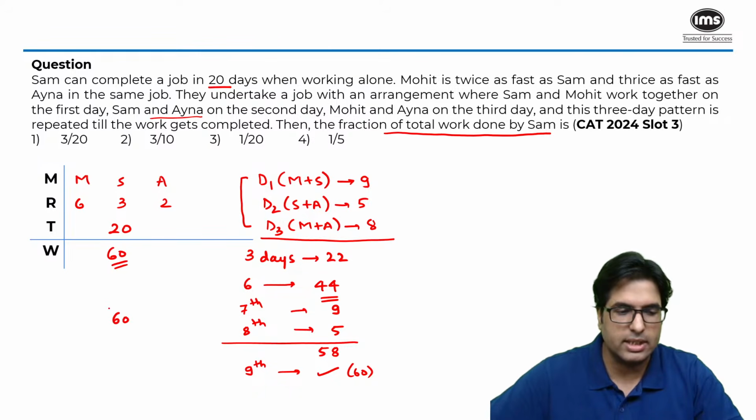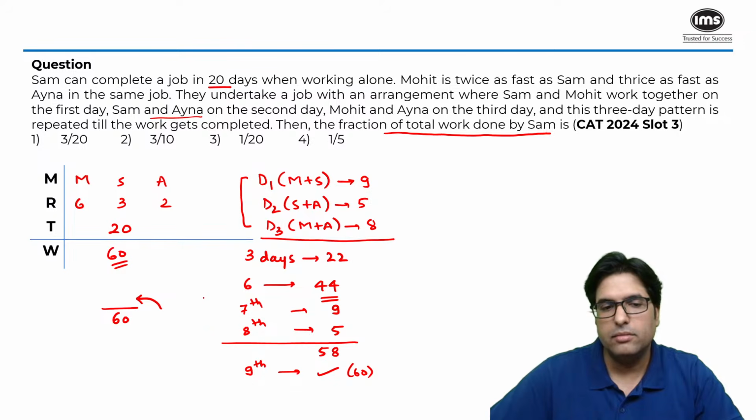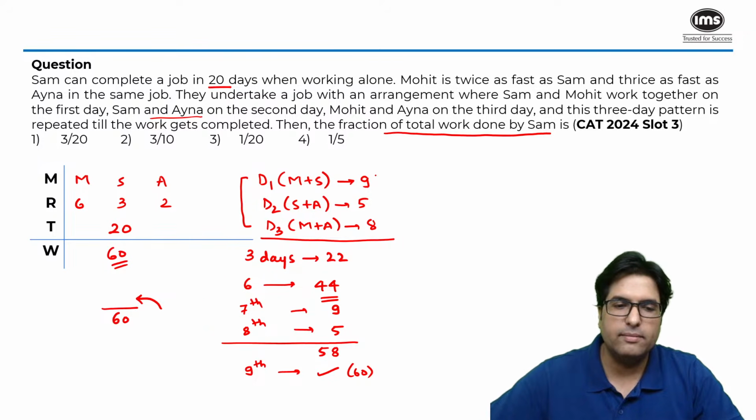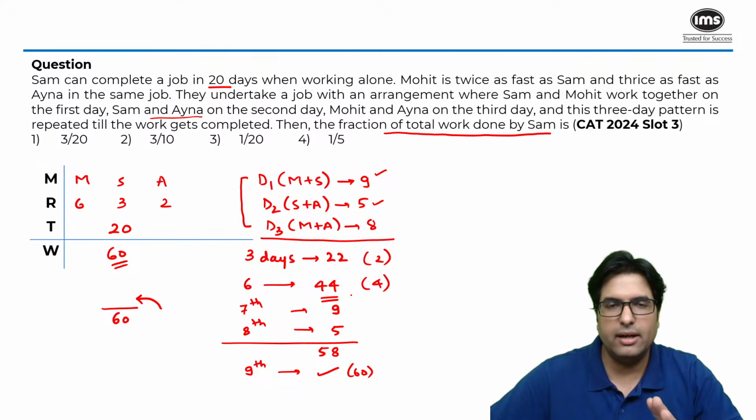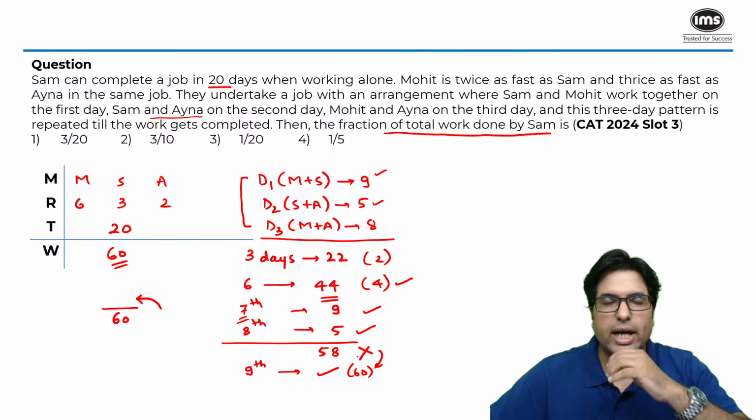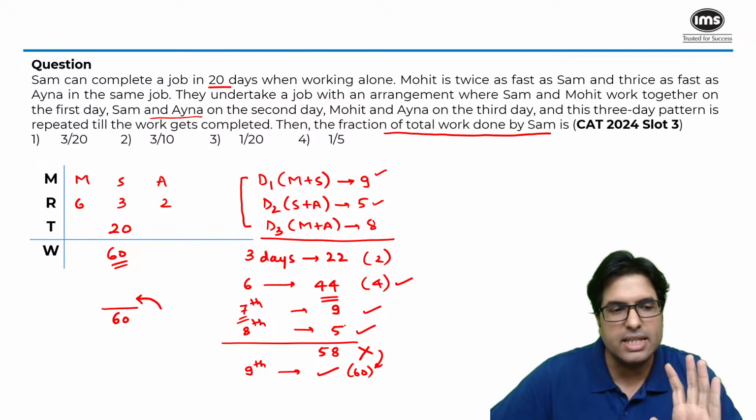So total work is 60. We need to calculate what contribution Sam has made. Sam has worked on day 1. Sam has worked on day 2 as well. So in the first 3 days, he has worked on 2 days. In the first 6 days, he would have worked on 4 days: day 1, day 2, then day 3 did not work, day 4, day 5 he would have worked. So in 6 days, he has worked on 4 days. What about the 7th day? Did he work on the 7th day? Yes. Did he work on the 8th day? Yes. Did he work on the 9th day? No. So across these 9 days, he has worked on 6 days.